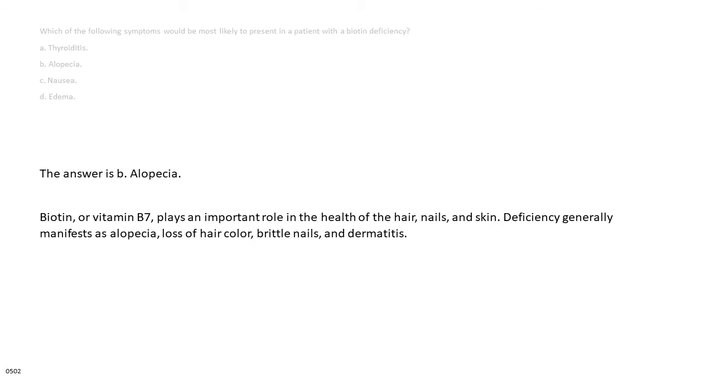The answer is B. Alopecia. Biotin, or vitamin B7, plays an important role in the health of the hair, nails, and skin. Deficiency generally manifests as alopecia, loss of hair color, brittle nails, and dermatitis.